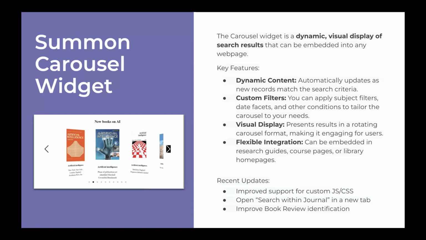So I mentioned some recent updates. We did improve support for custom JavaScript and CSS. And also, you can open the search within a journal function in a new tab. And we also improved the book review identification. So go ahead and next slide.